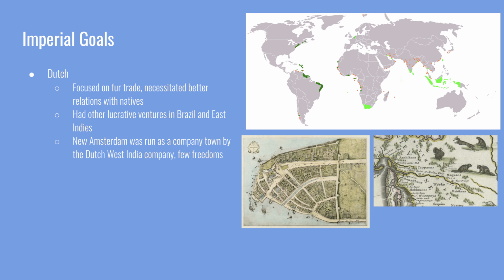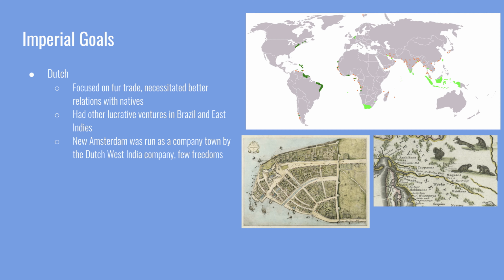The Dutch had more than just their colonies in North America. They had colonies in South America and what is now Indonesia. Because of those lucrative ventures in the East Indies and Brazil, they didn't really pay too much attention to their colonies in North America. When the English took over the Dutch colonies in New Amsterdam and the New Netherlands, they didn't really miss them.